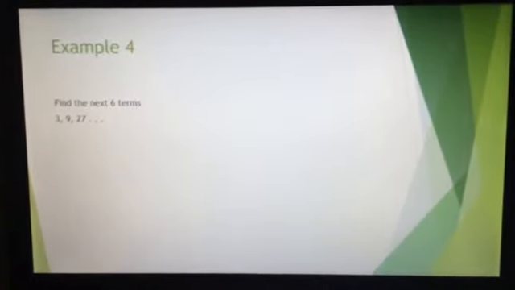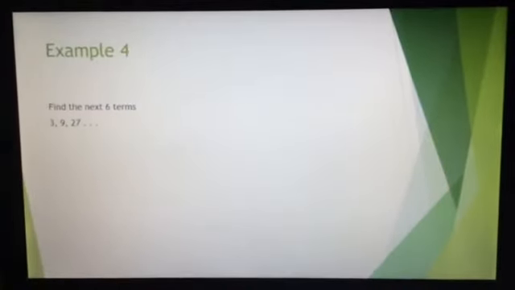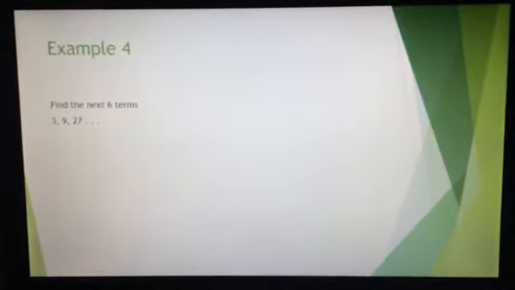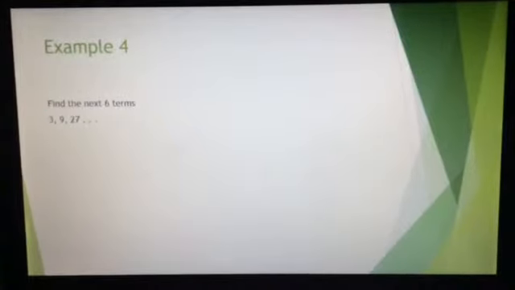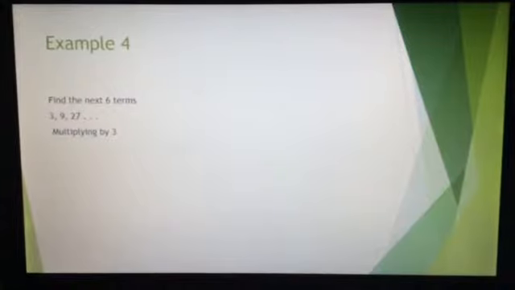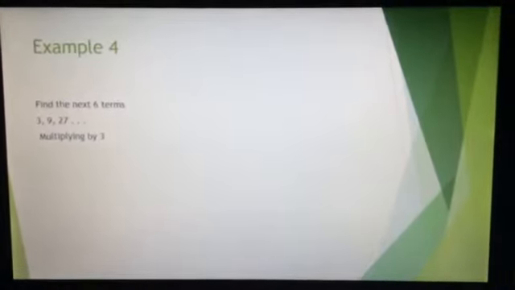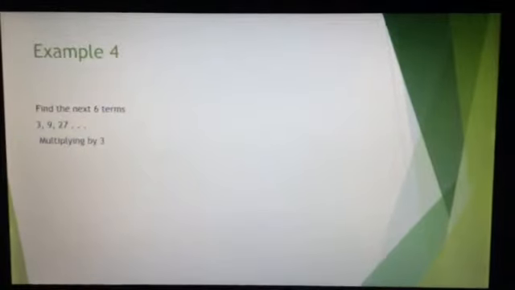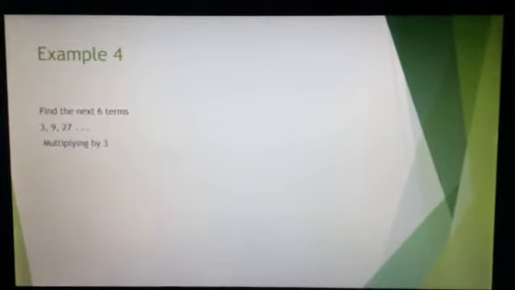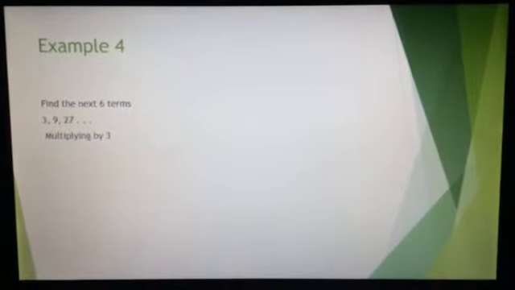Example 4. For this problem, we're going to find the next 6 terms of the geometric sequence of 3, 9, and 27, and then just keep going. So, as you can see, we'll multiply by 3, and you can see that because the constant number you multiply by is 3 to get the 9 and the 27 and the next 6 numbers that we're going to be finding.